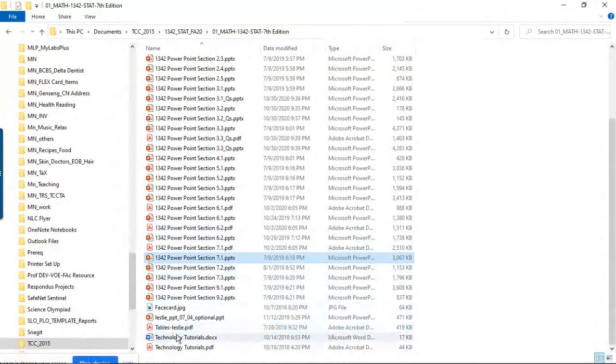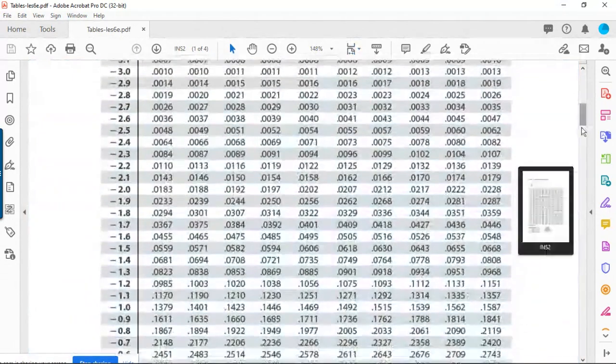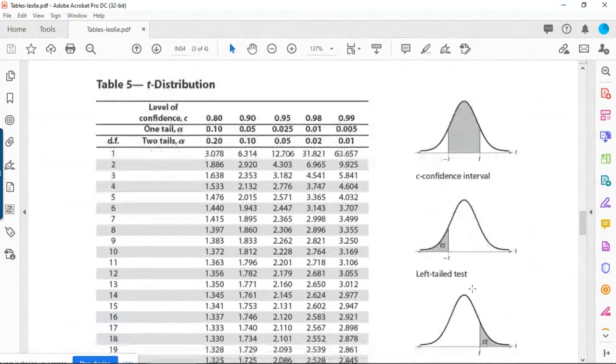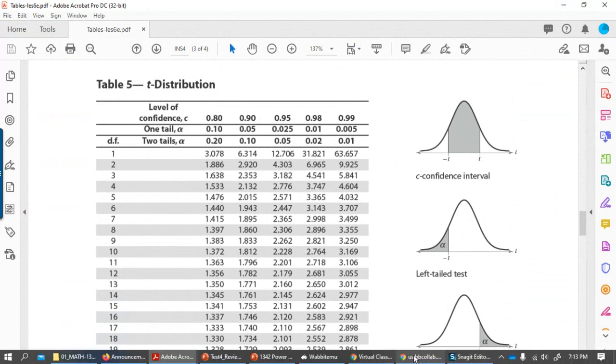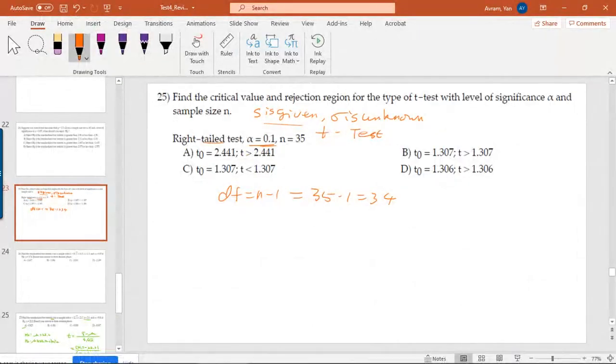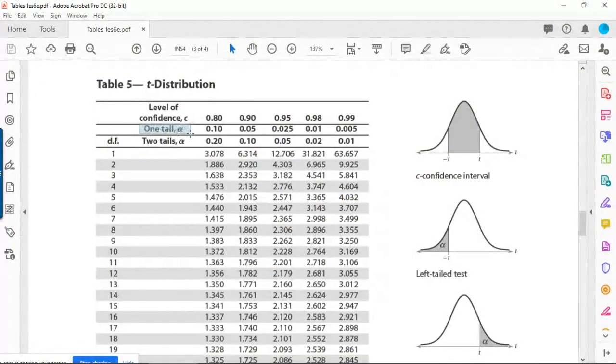All right, let's go ahead and open the table very quick. Oh, I have a table right here already. Okay, so the t-table. We have df is 34, and alpha is 0.1, and that is a right tail, right? So right tail is one tail, so we're going to look at the one tail in here. And one tail alpha is 0.1, so that is the column right here.